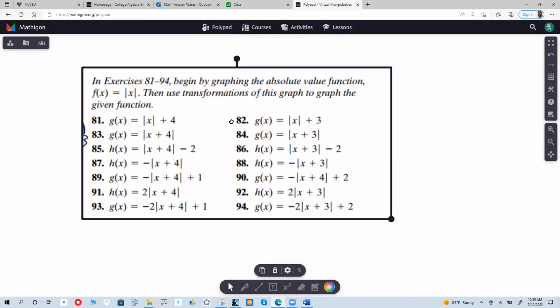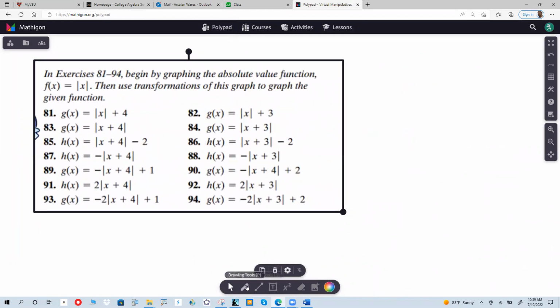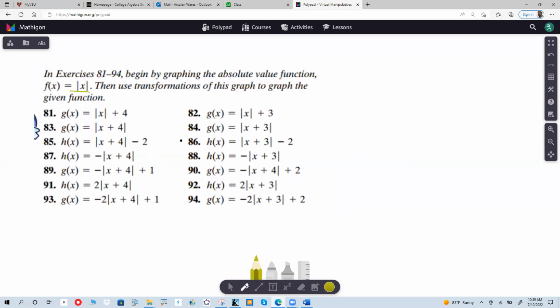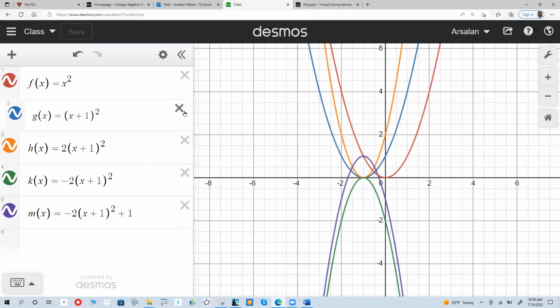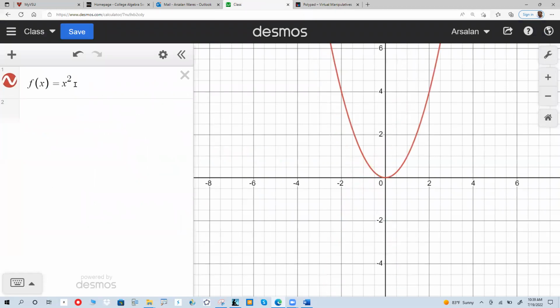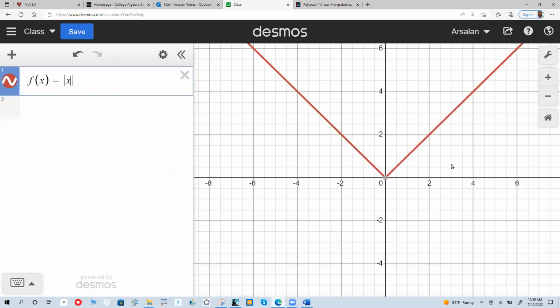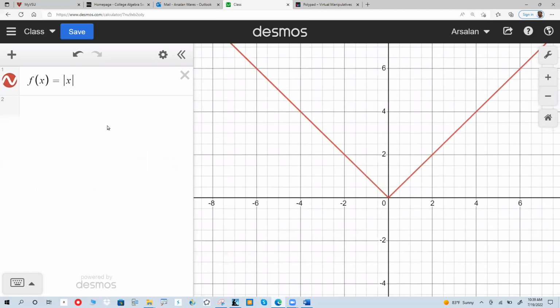So let's do a so-called hard one. Okay, let's do 94. They're asking us to use this function. I'm going to do it bit by bit, and you guys can tell me, oh yeah, that's going to happen. I'm going to get rid of all this. First, I'm going to take my absolute value function. And that's what it looks like. It looks like a V, letter V.